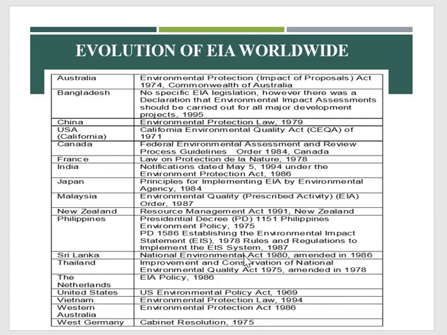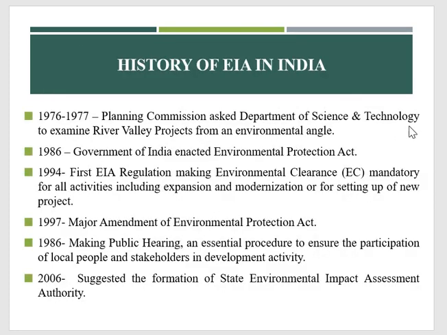Now, before moving to the elements, we also have to know the history of EIA, the evolution of EIA worldwide, and also the history of EIA in India. So this tabular column shows the different acts and laws passed in different countries, and the years are also given. Okay, so you have to just go through it. Now, the history of EIA in India is also given.